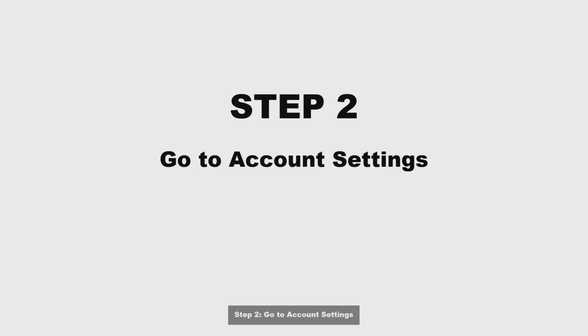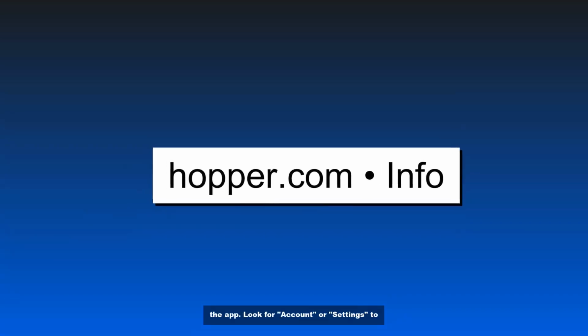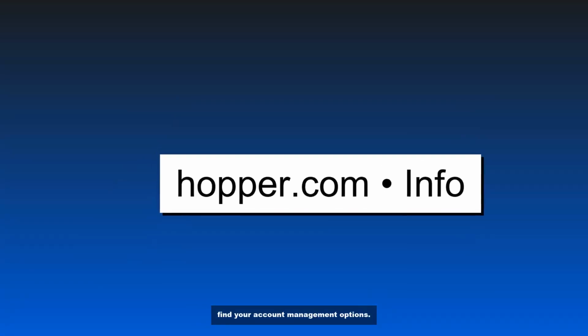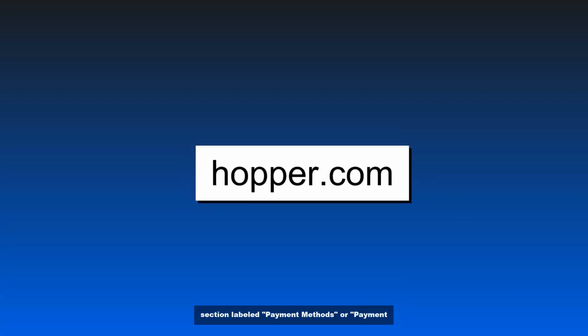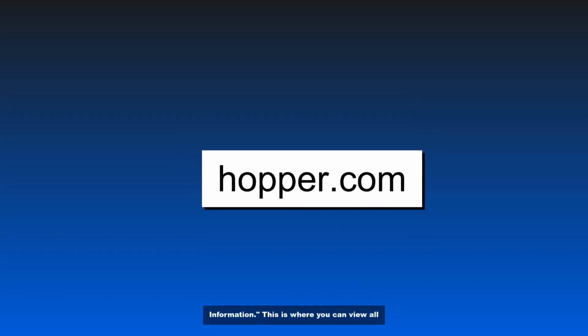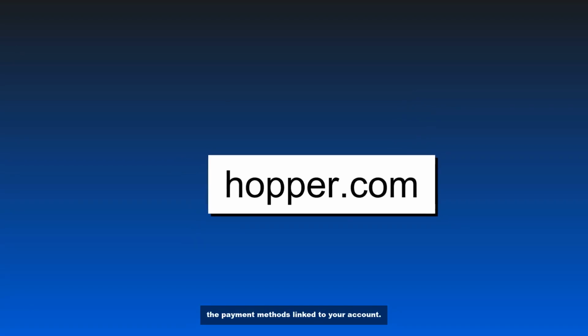Step 2. Go to Account Settings. Tap on the profile icon or the menu option in the app. Look for Account or Settings to find your account management options. Step 3. Access Payment Methods. Within the account settings, locate the section labeled Payment Methods or Payment Information. This is where you can view all the payment methods linked to your account.